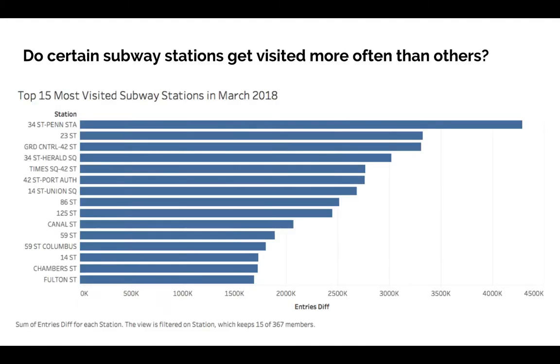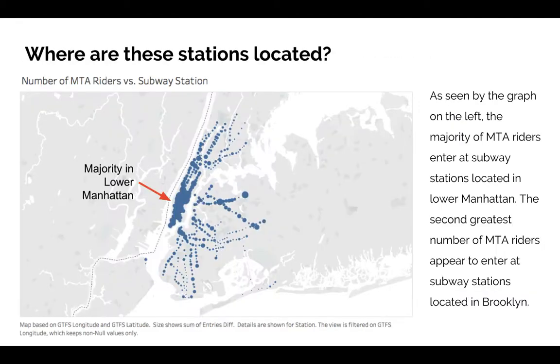So looking at this graph, we can see that the top 3 most visited subway stations in March 2018 are 34th Street Penn Station, 23rd Street, and Grand Central 42nd Street. We can get a better look at this by looking at the map. So the map shows that the majority of the subway stations that are used the most are located in Lower Manhattan and downtown Brooklyn. We can also see some popularity in Queens.